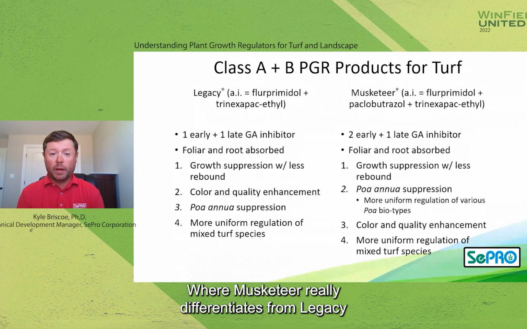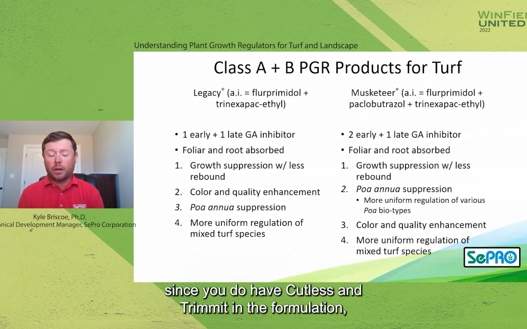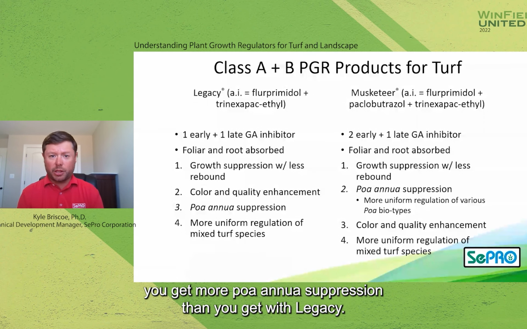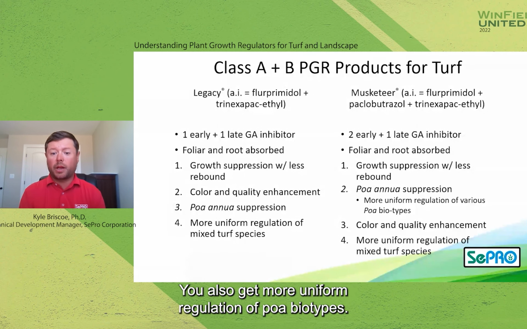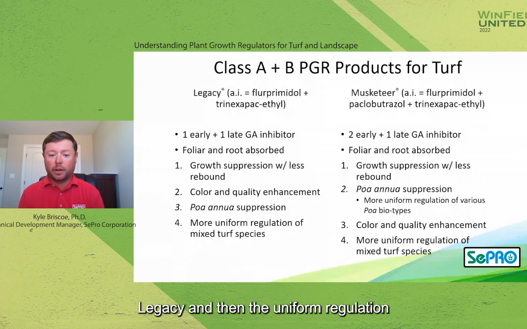Where Musketeer really differentiates from Legacy is in poa-annua suppression. Since you do have Cutlass and Trimmet in the formulation, you get more poa-annua suppression than you get with Legacy. You also get more uniform regulation of POA biotypes. Again, you get the color and quality enhancement that you see with Legacy, and then the uniform regulation of mixed turf species.